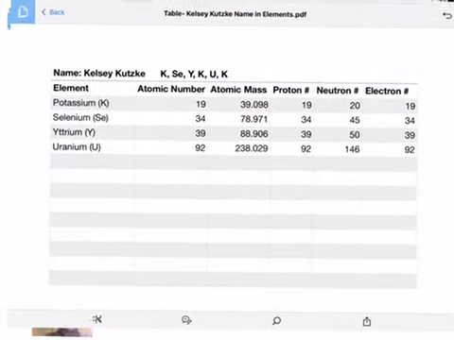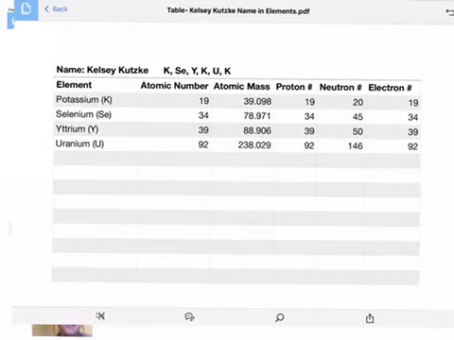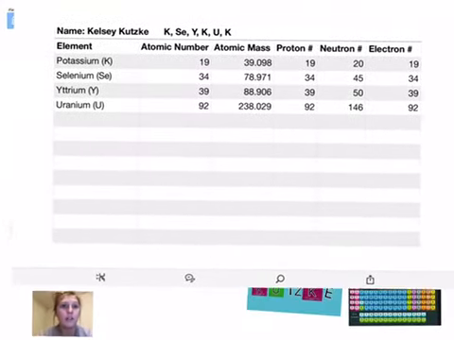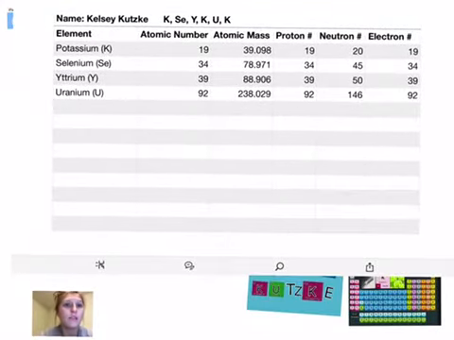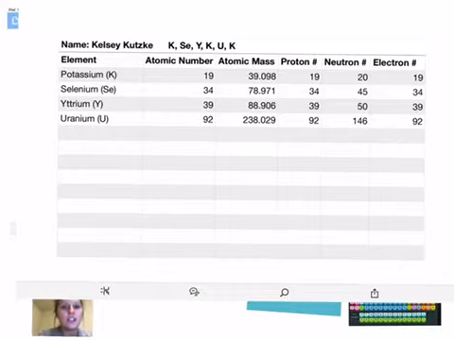So my example has potassium, selenium, yttrium, and uranium. For each of those examples, I use my periodic table app to find the atomic number. Right here. The atomic number for potassium is 19. The atomic number for selenium is 34. The atomic number for yttrium is 39. And the atomic number for uranium is 92.